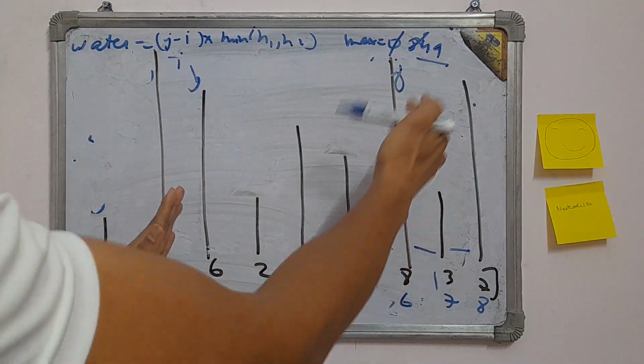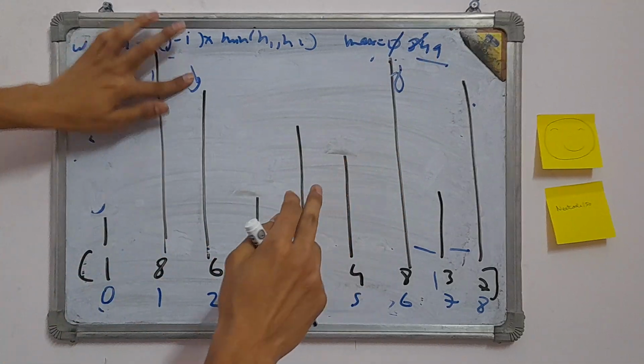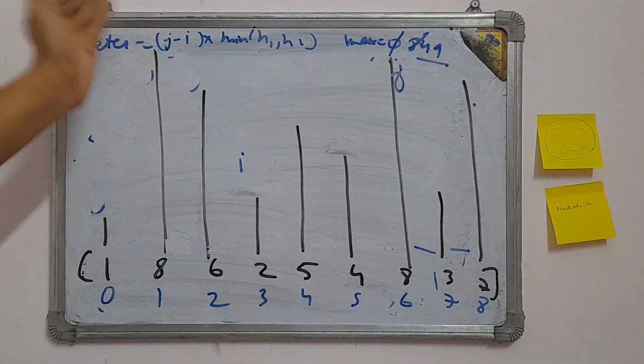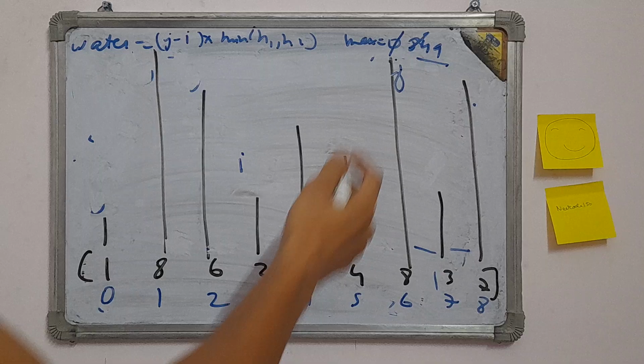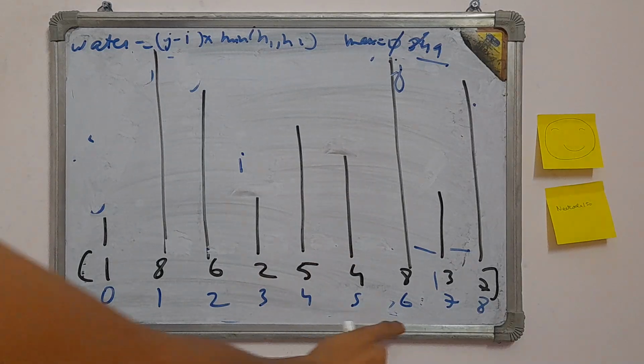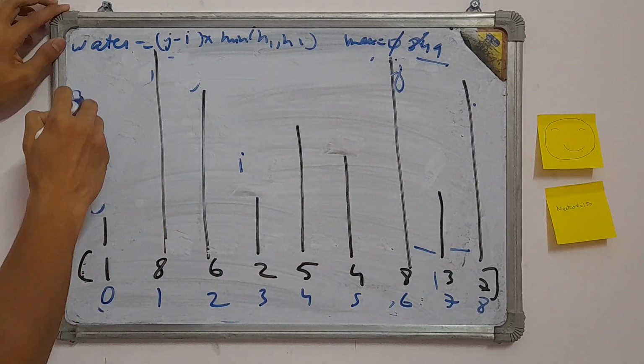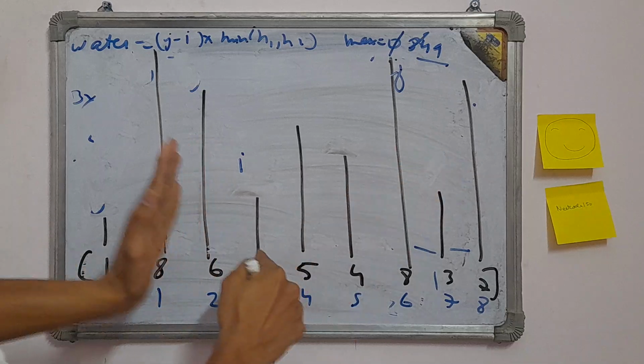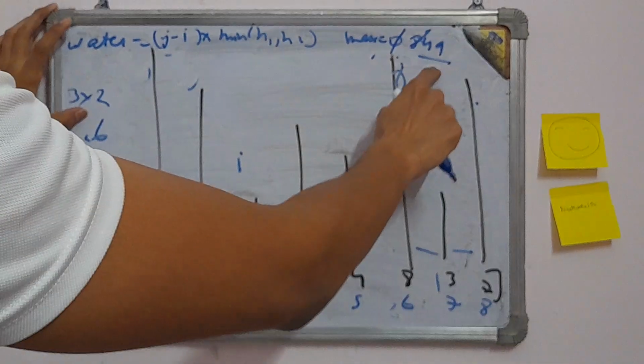Now again, 6 and 8. 8 stays there only because it is a bigger one. We need a better I. Now I is here. We actually got a worse I, but doesn't matter. Okay, we still go on. Now we have 6 minus 3 equal to 3 is the width. And minimum of the 2 is 2. So we got 6. Again, we have a better answer.